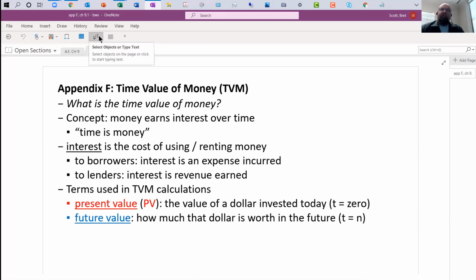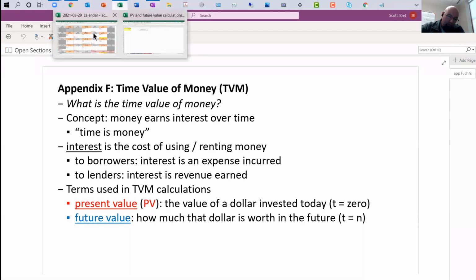One of my favorite topics is the time value of money. It tends to be a favorite topic, of course, for the finance majors because time value of money underlies pretty much all finance theory. Real quick, this is where we stand.